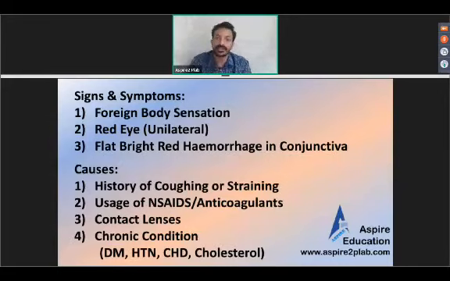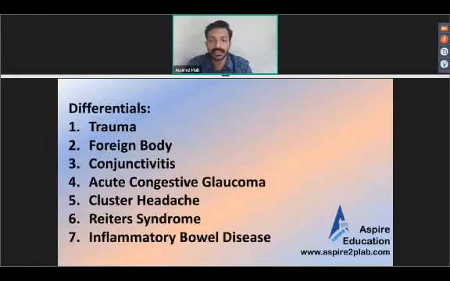Differential, as we discussed, is trauma, foreign body, conjunctivitis, glaucoma, cluster headache, Reiter's, inflammatory bowel disease. For example, like in this case, uveitis, keratitis, everything. All right.